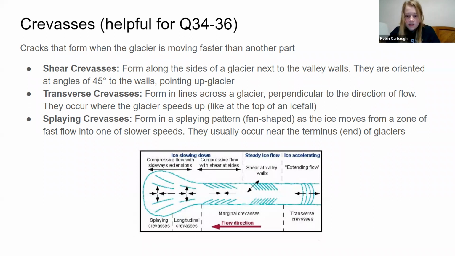Transverse crevasses form in areas where the glacier is moving really quickly, and they form perpendicular to the actual glacier flow. So this black arrow is pointing in the direction of glacier flow here, and these crevasses are perpendicular to that. And then these splaying crevasses are the last part we're going to look at in this lab, which tend to form these nice fan shapes, typically where the glacier is starting to slow down. So they tend to form near the end, or what we call the terminus of glaciers.